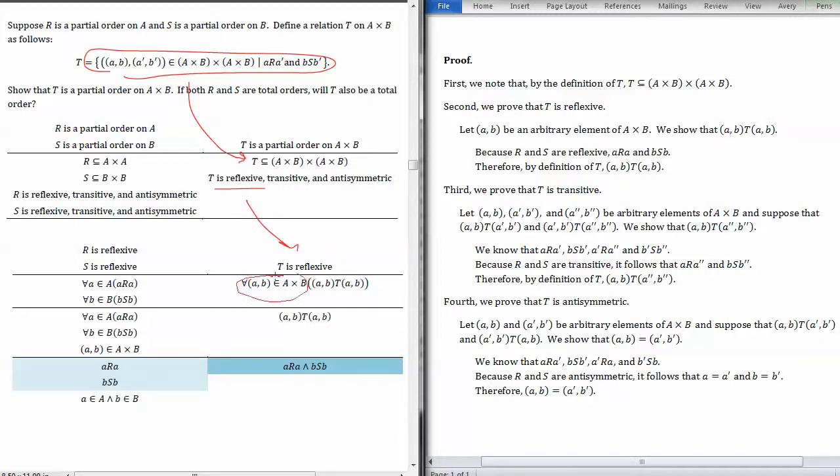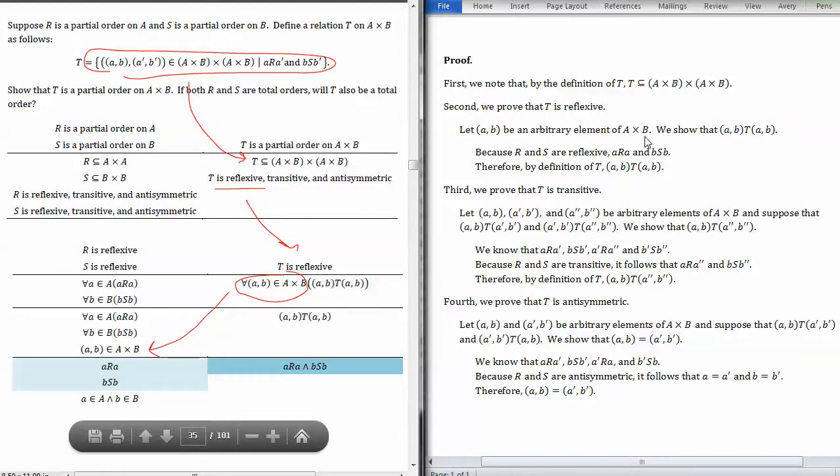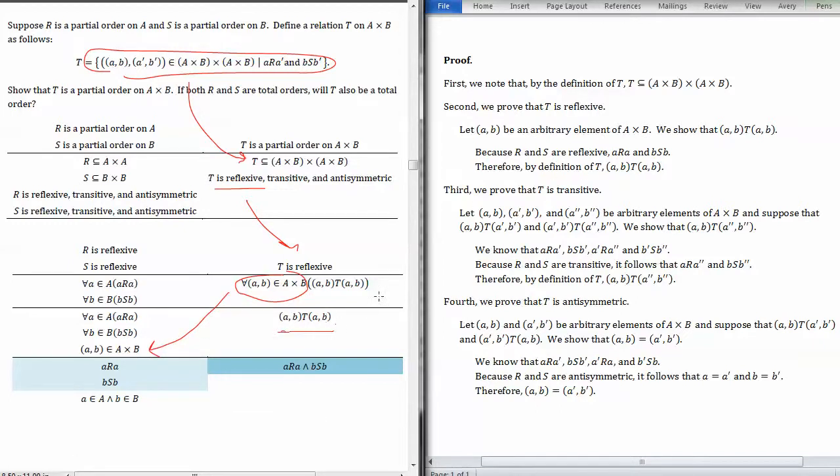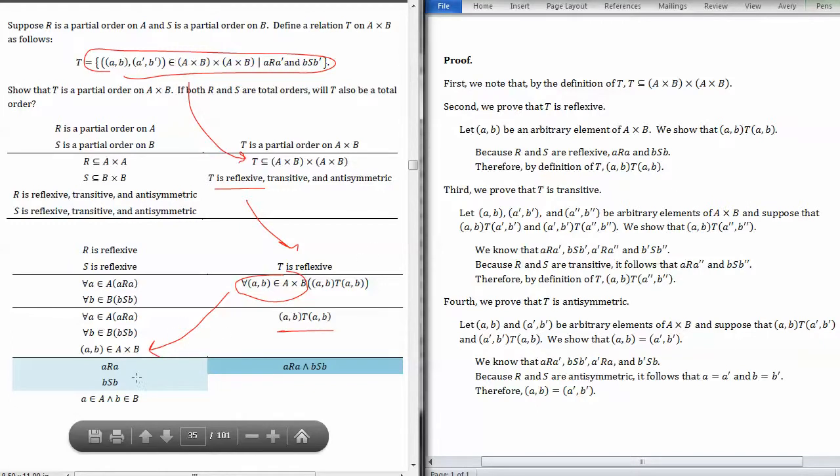And so we let (a, b) be an arbitrary element of A times B. We're going to show this. And then we said, because, well, that gave us that. Probably don't need to write that in the proof.